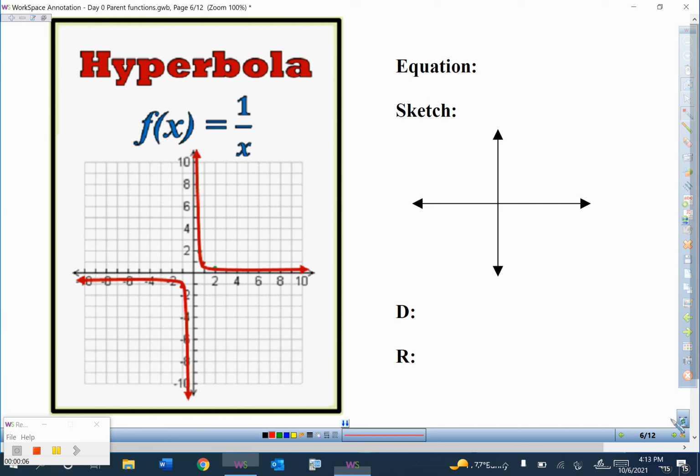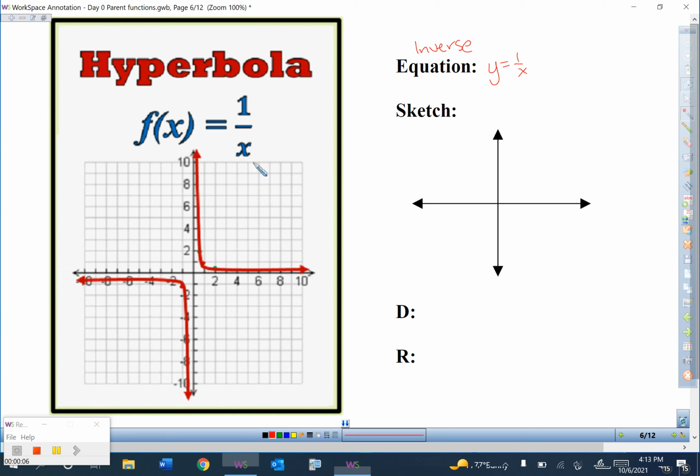The next one is a hyperbola, 1 over x. We talked about this in Chapter 2 as well. So go ahead and jot your parent function down. I will call this an inverse more commonly than a hyperbola, because the hyperbola is the shape, the inverse is the parent function itself. What is important for an inverse are the asymptotes that happen.